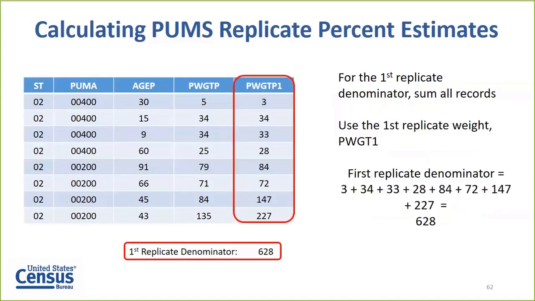Similarly, we'll do the same thing for the first replicate denominator. And there are no restrictions for our denominator, so we add up all of the weights for our records. And when we do this, we obtain a first replicate denominator of 628.